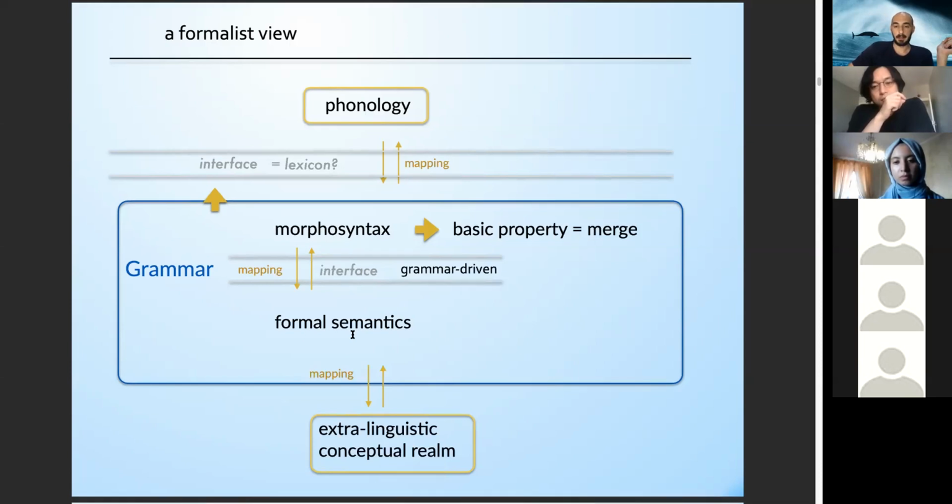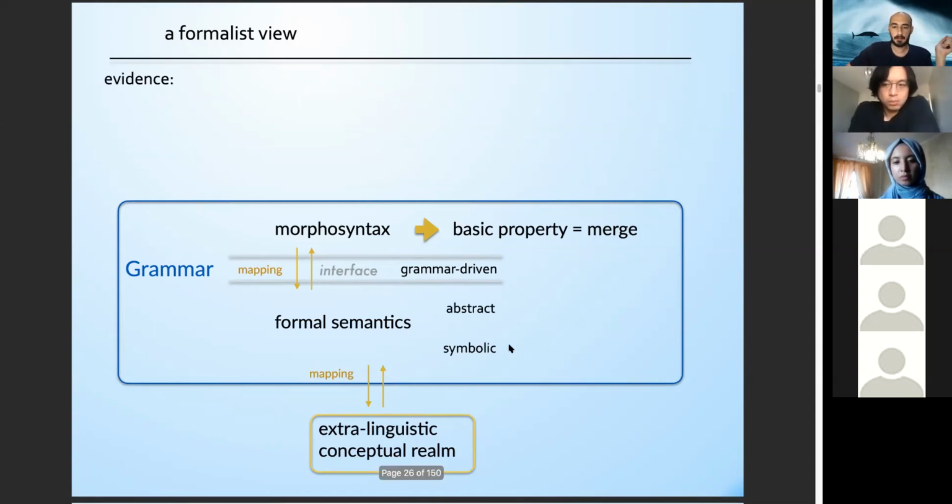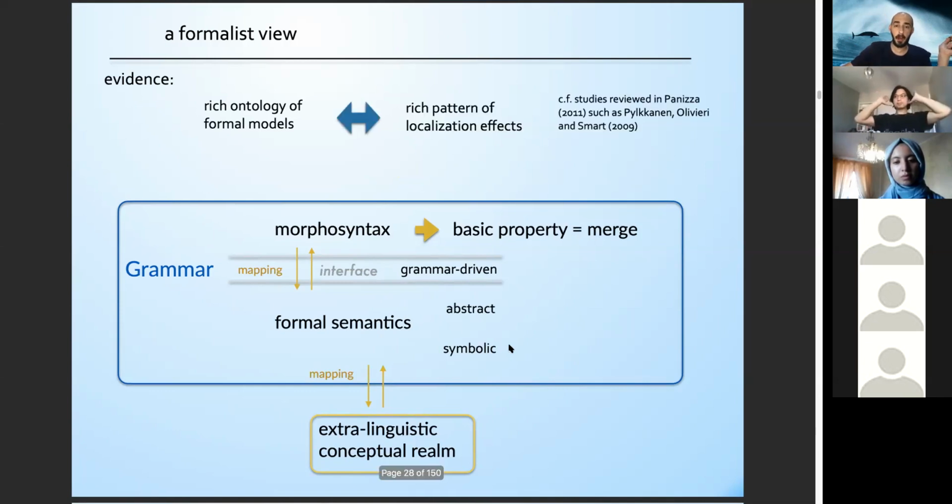All right. So this interface is grammar-driven. These guys have these properties. And your question might be, what is the evidence for this? And then I tell you, well, there is a rich ontology of formal models and a rich pattern of localization effects.